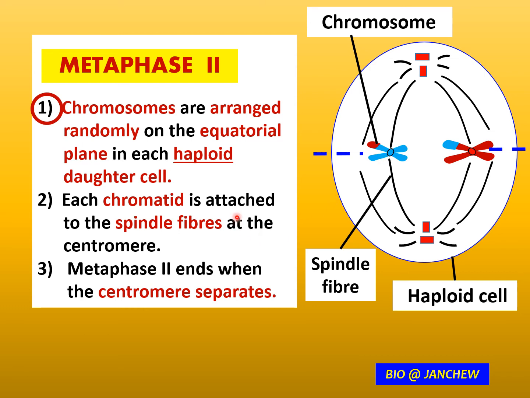Each chromatid is attached to the spindle fibers from both centrioles. So these spindle fibers are getting ready to contract in the next phase, right? Metaphase ends when the centromere separates or divides. Okay?